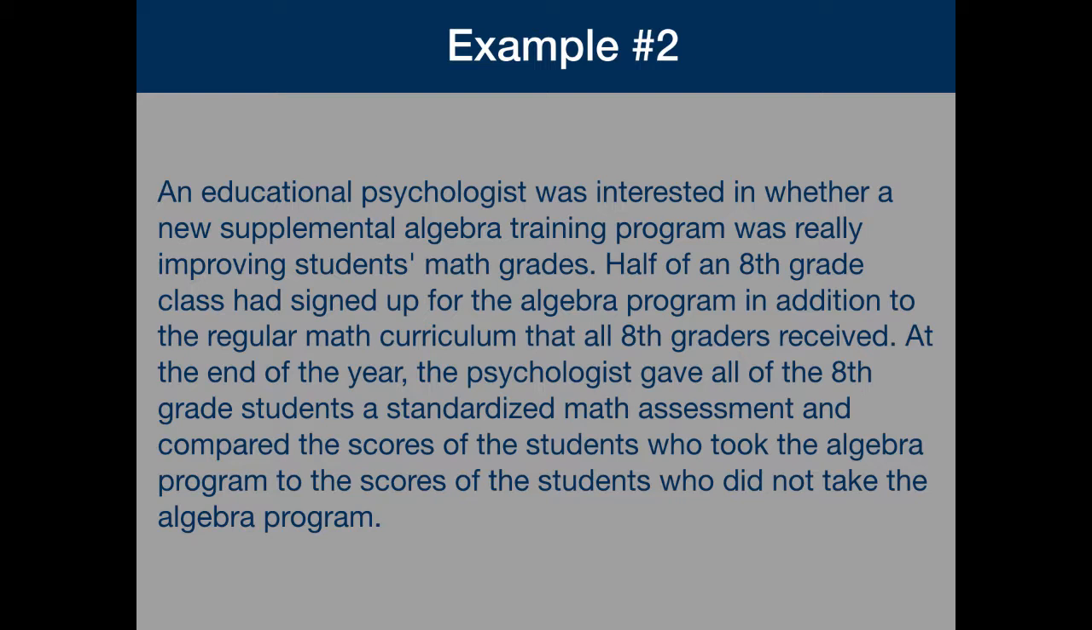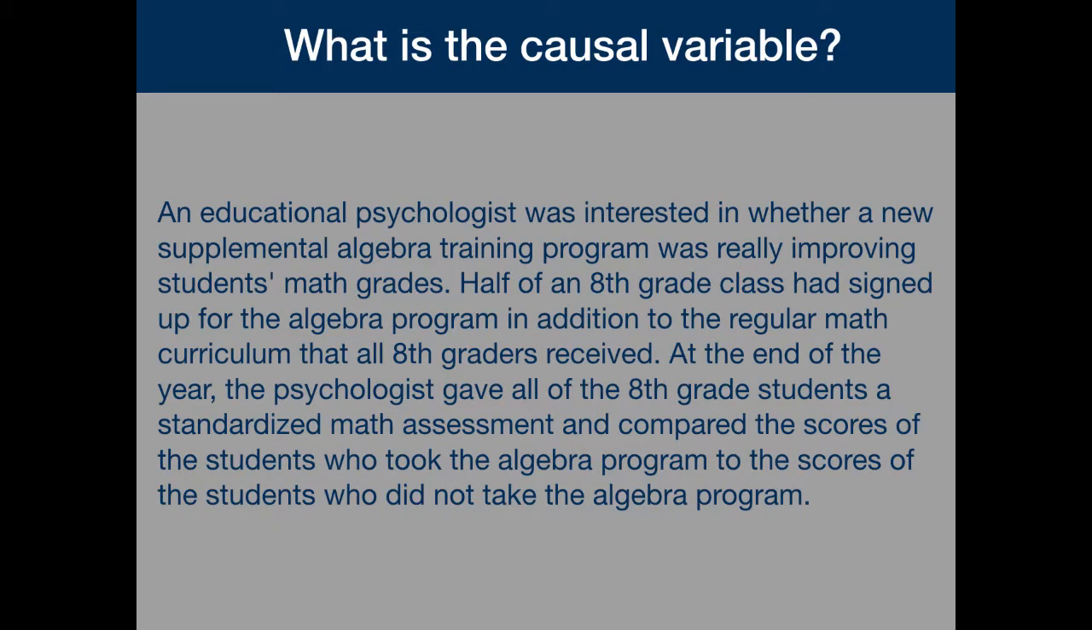All right, so which variable did you identify as the causal variable? Well, the educational psychologist was interested in seeing if he could improve the math scores of 8th graders if they took this supplemental algebra training program. So in that case, our causal variable is the supplemental algebra training program, and our 2 levels of that variable would be completing the program or not completing the program.